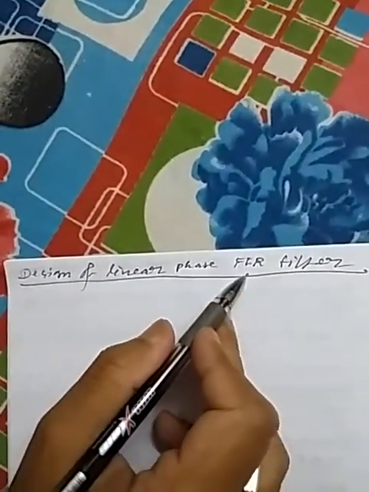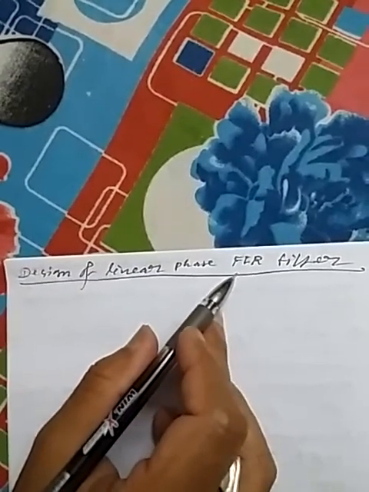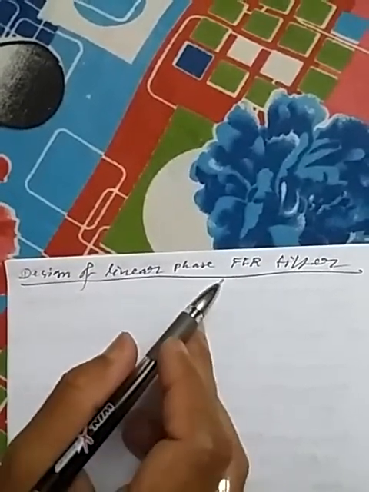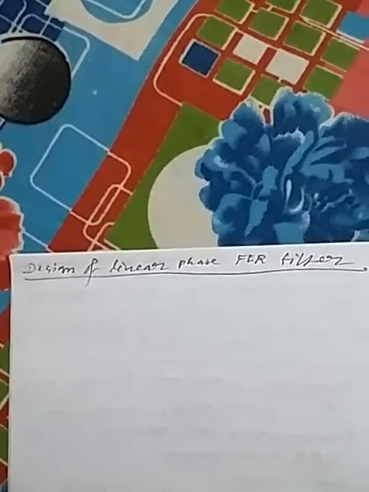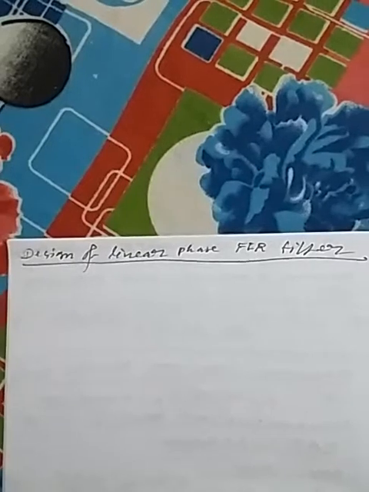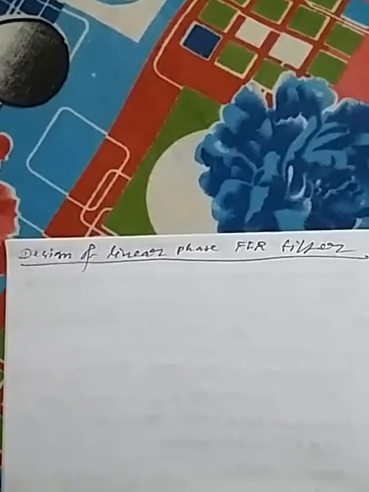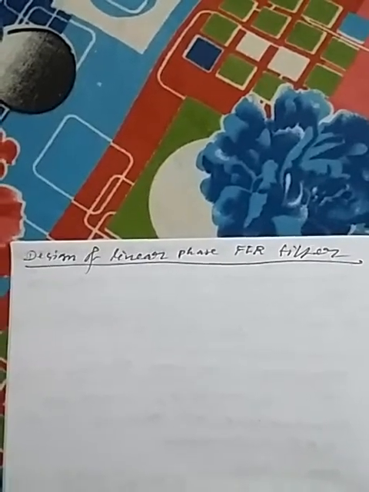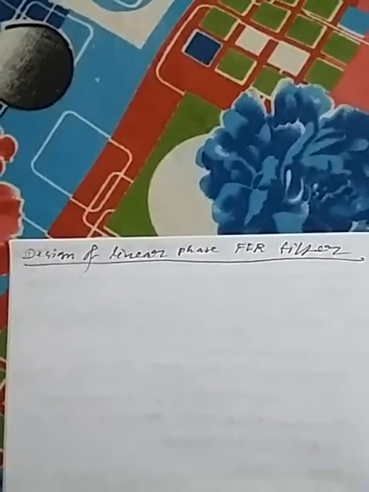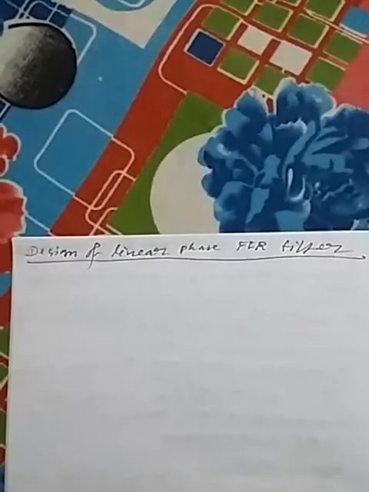So what is FIR filter? As we know, the full form of FIR is finite impulse response filter. That means the impulse response of the filter should be finite. Now there are several methods of designing FIR filter. Among those methods, one of the most important methods is the Fourier series method of designing FIR filter.